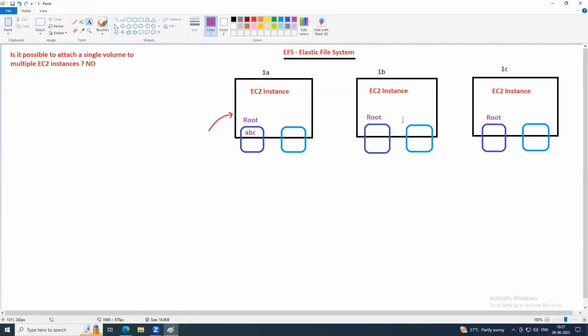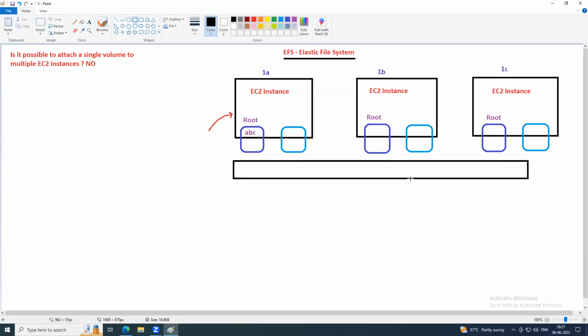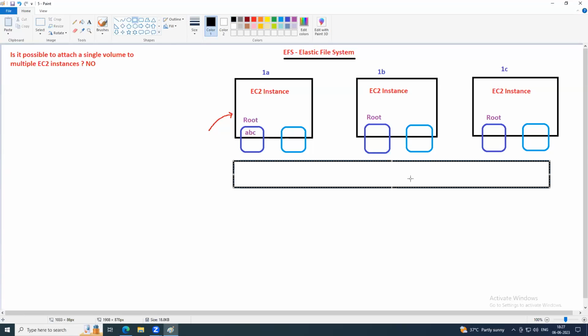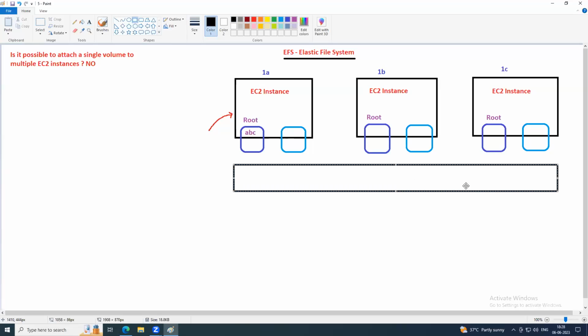But what if I need that? What if I need shared storage, so that all EC2 instances have a common shared storage? That is why we have EFS, and EFS will come here. Got it, Chiti? This is EFS.